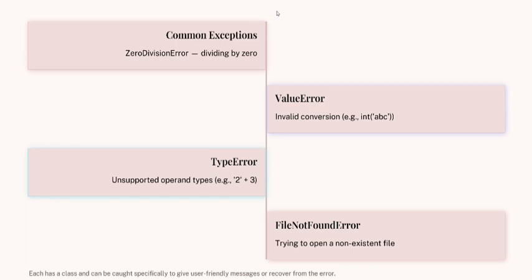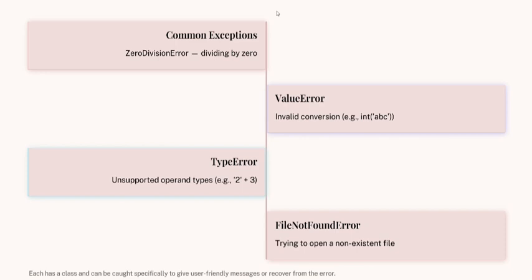The second exception is ValueError. This error occurs when we provide an invalid value for an operation. For example, int("abc"). Here Python tries to convert the string into an integer, but this conversion is not possible, so Python raises ValueError. The value exists, but it is not suitable for the required operation.